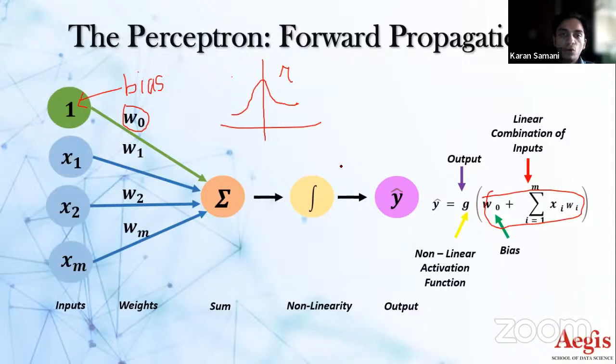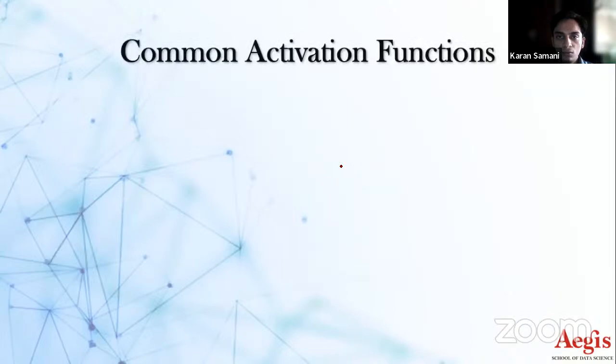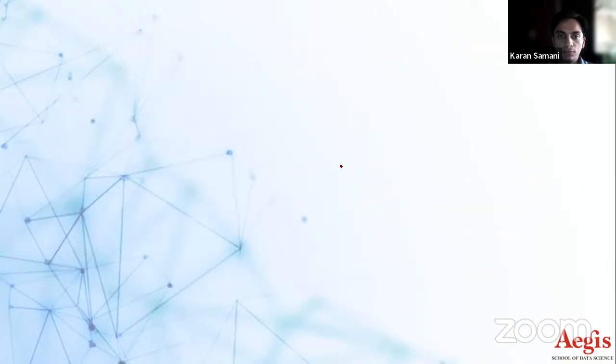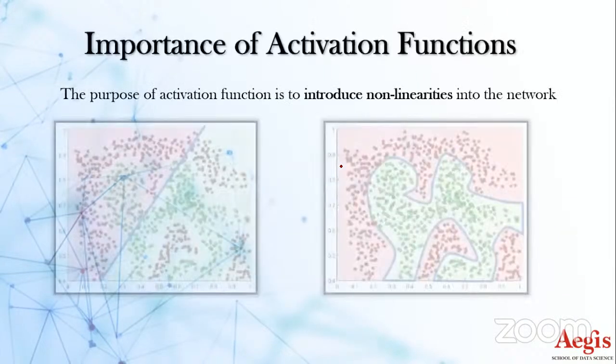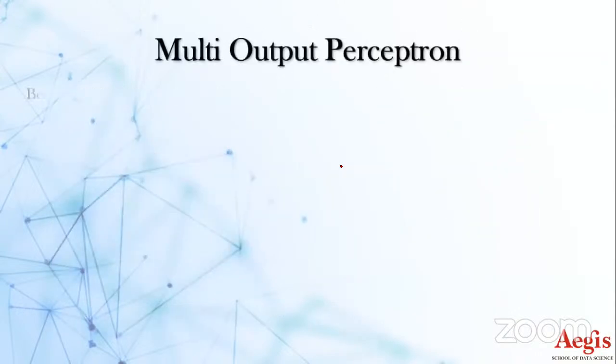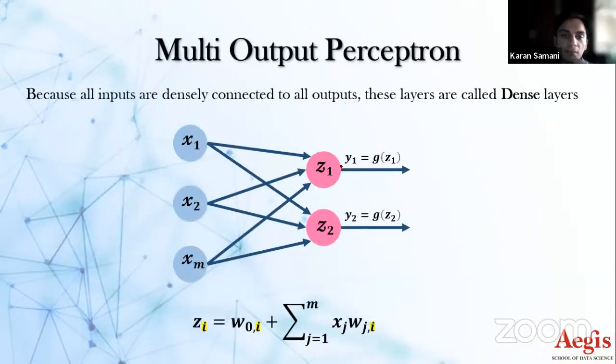Okay, so this is how a perceptron looks. Now this is just a single unit. Now what happens is we build up on this perceptron. We expand the structure of this perceptron. How do we expand the structure? This is how we expand the structure.